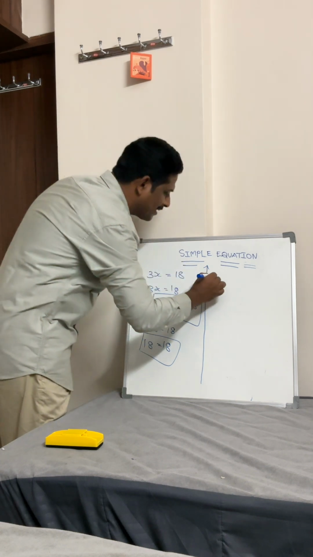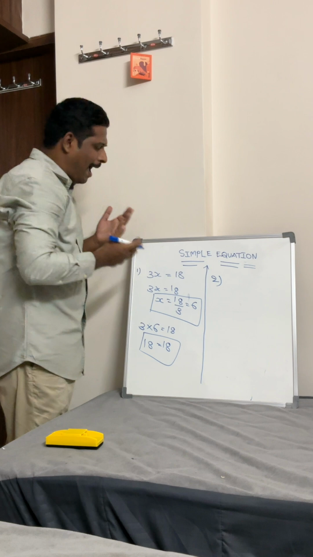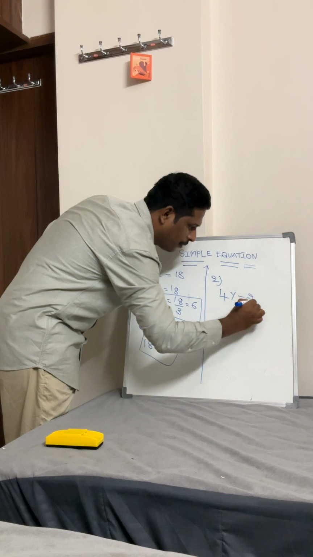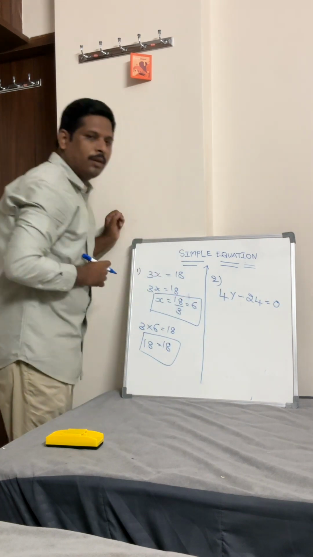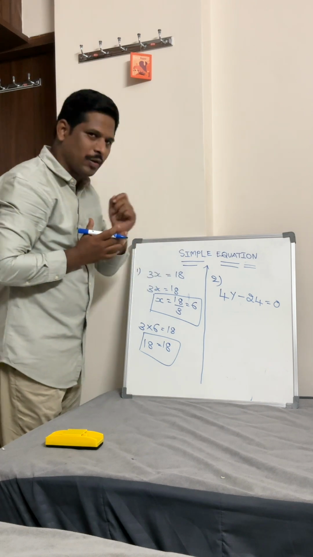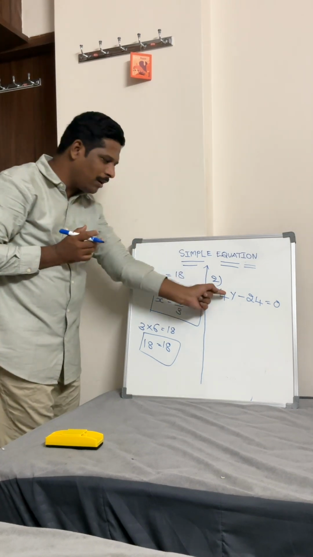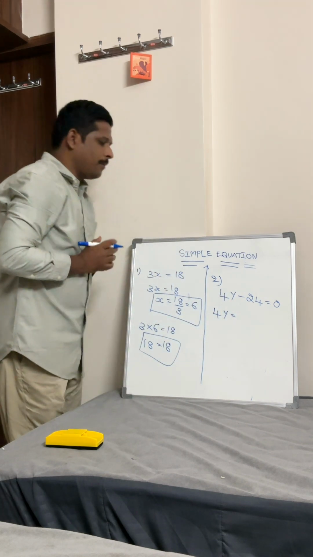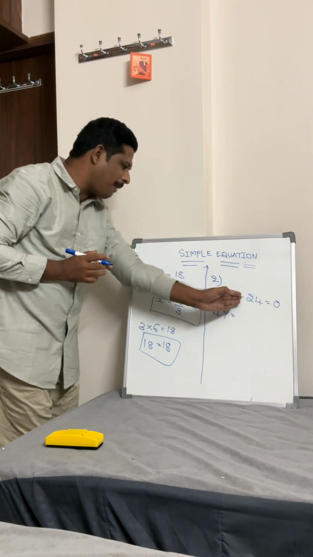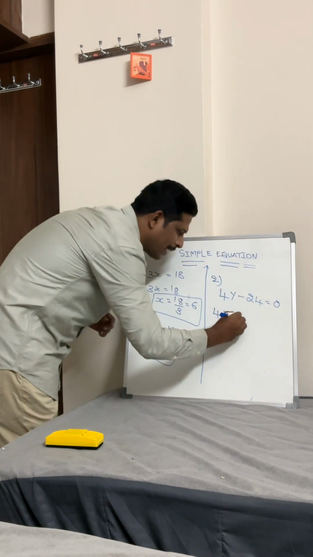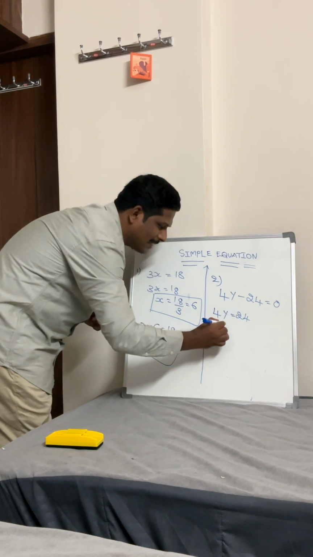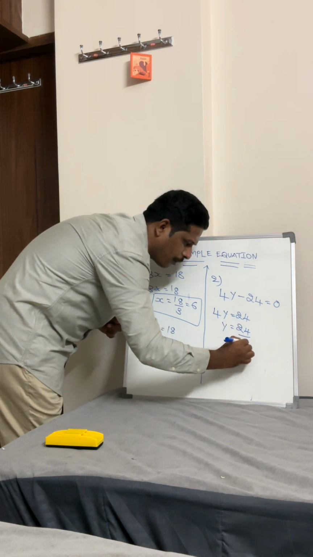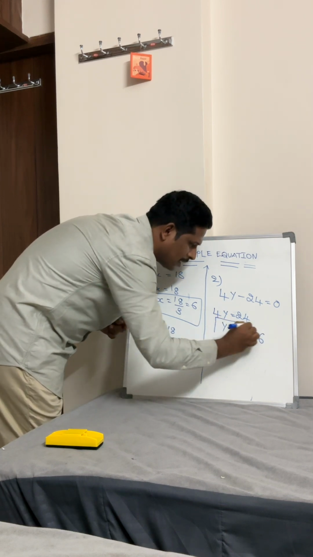Let us see some more examples based on simple equations. Let me take another variable: 4y minus 24 is equivalent to 0. Here I am going to find the value of y. So 4y is equivalent to, this minus 24 going to the other side becomes plus 24. Then y is equivalent to 24 by 4, because 4 is multiplying and goes to the other side by transposition, which is 6. So the y value is 6.